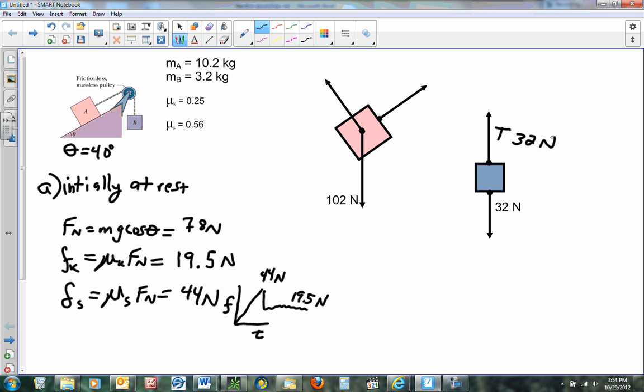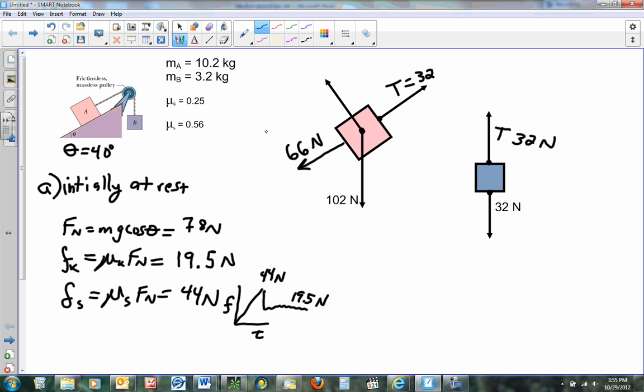if it's not moving. So when we start it from rest, we know that this tension is going to equal 32 newtons. Now, tension can vary if it's accelerating, but when it's at rest, T is equal to 32. That's the A part, at rest. Well, something else that's not going to change is the force of gravity that pulls this downhill. And that's going to be mg sine theta. So if you take 102 times sine of 40, you get 66 newtons.